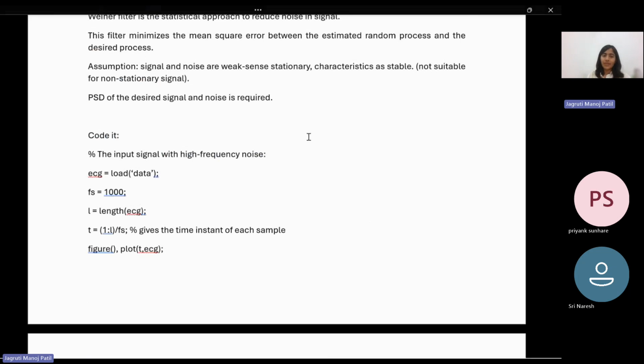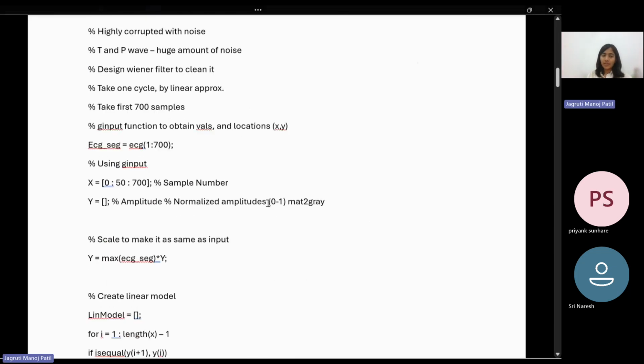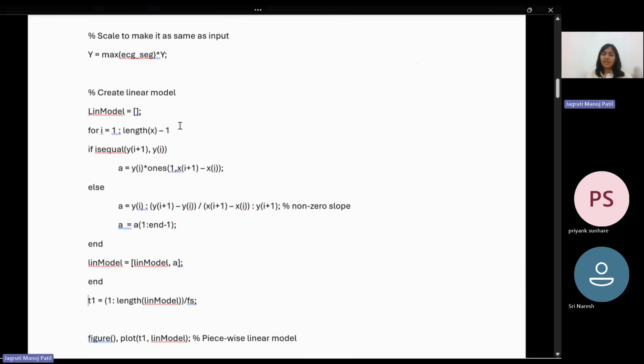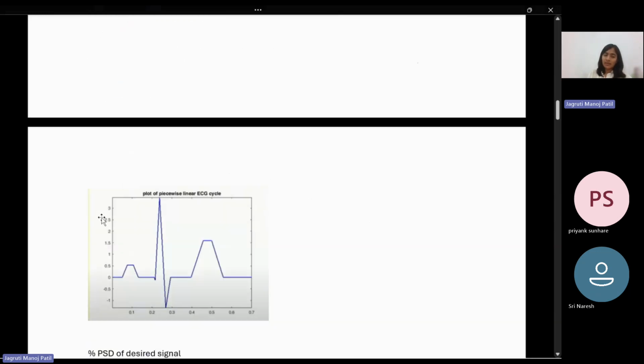So we loaded the signal, plotted it, and took a particular segment, then scaled it because it was normalized. Then we created a linear model of the signal: if it was isoelectric, we made an isoelectric line. If it wasn't, then we made a slope along with it. And then we again plotted it.